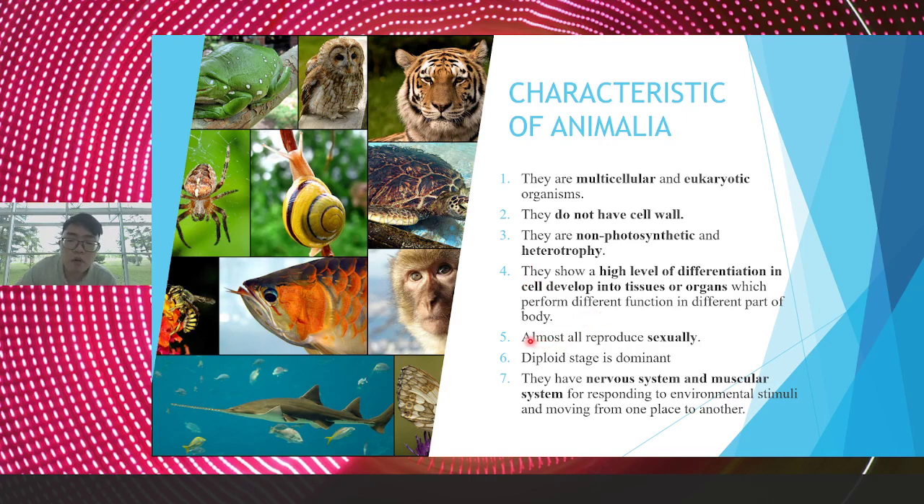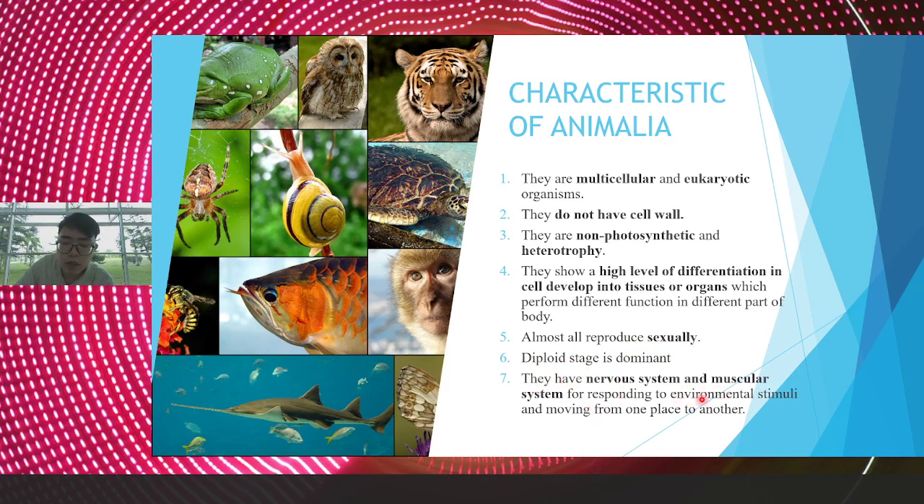For the fifth one, almost all animals reproduce sexually. So if they want to reproduce, they have to have sex, which means there are male and female. They have to mate with each other to reproduce the new generation. Not like microorganisms, such as bacteria. Bacteria reproduce asexually.